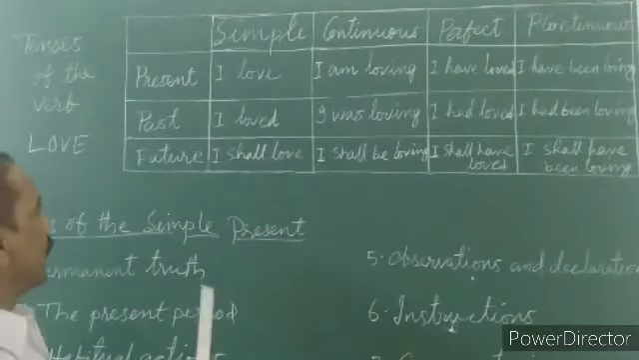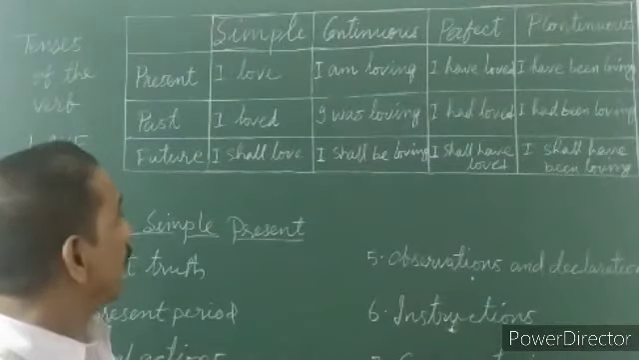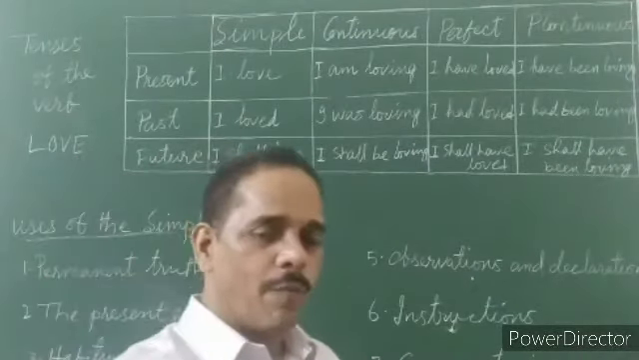I said earlier that some people say simple present instead of present simple. Both are okay. If you say present simple or simple present, it's the same. Past simple or simple past, both are the same. Future simple or simple future, it's the same. Okay. So how do you formulate each of these?